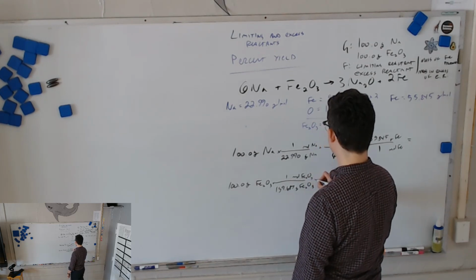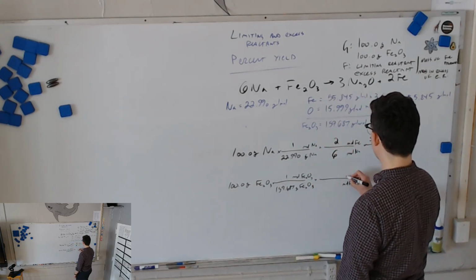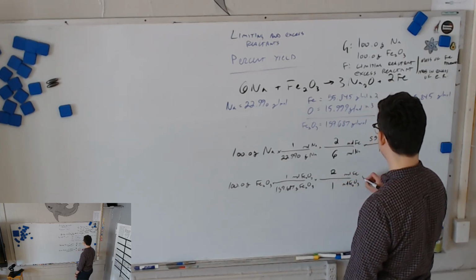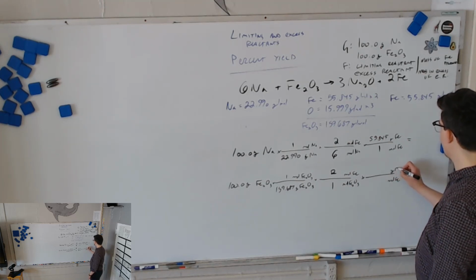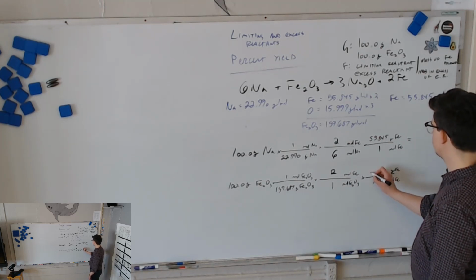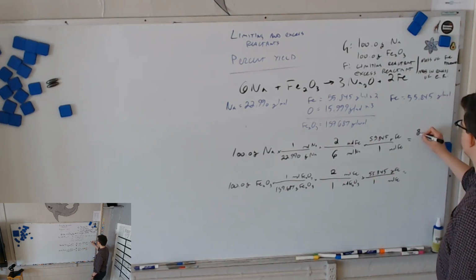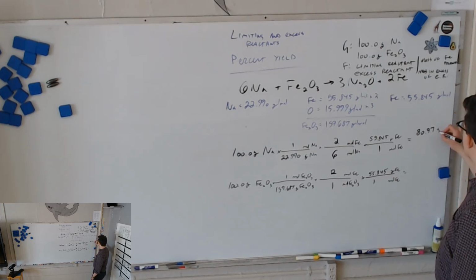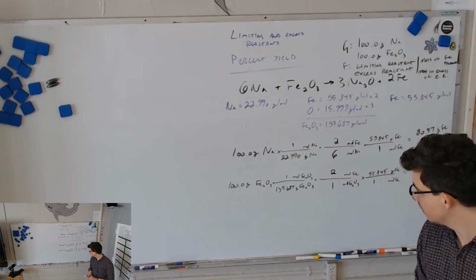You get it? Right there. Okay, what'd you get? I'm waiting for someone else's. I got 80.97. Give me 1 second, please. Say it again, Ty. 80.97 what? Grams of iron. Good. Someone else concur? Okay, good. Now do the second one.